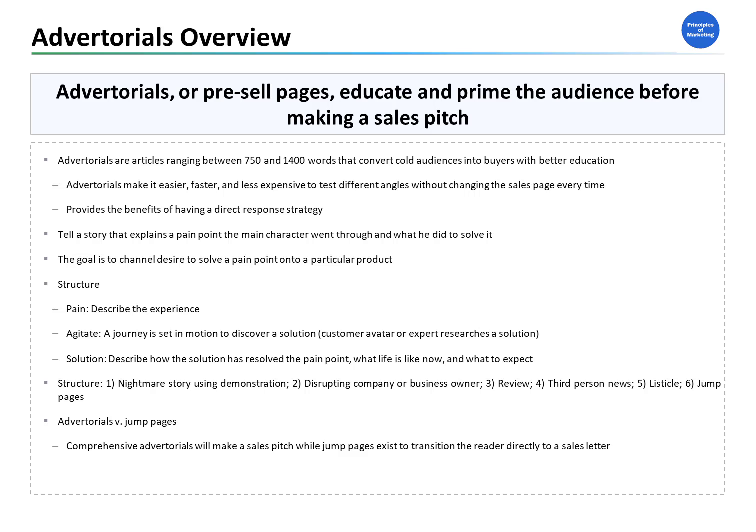So I'm not going to get into them too much here. One thing I do want to cover is jump pages. There's a big difference between advertorials and jump pages. Comprehensive advertorials will often make the sales pitch at the end, and they'll describe what it's like to use the product, the benefits you get from the product, while jump pages are more curiosity based, and so they just exist to get the reader from the ad to the sales letter or the sales page.